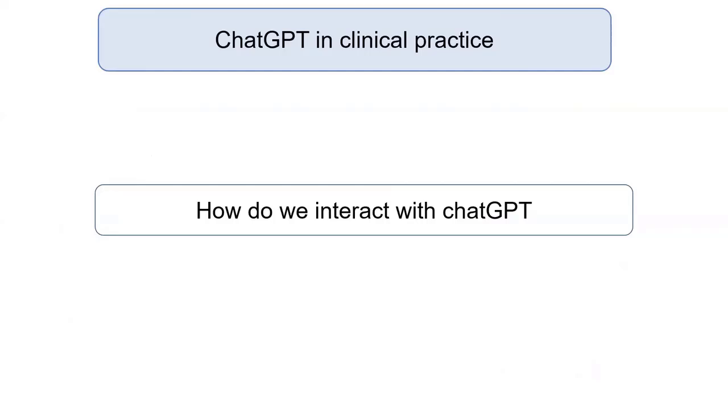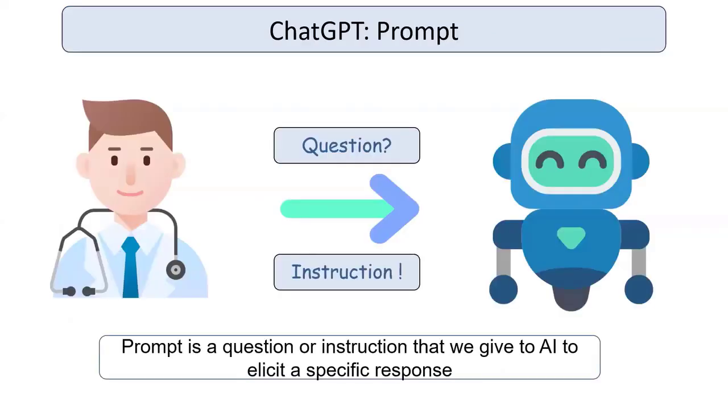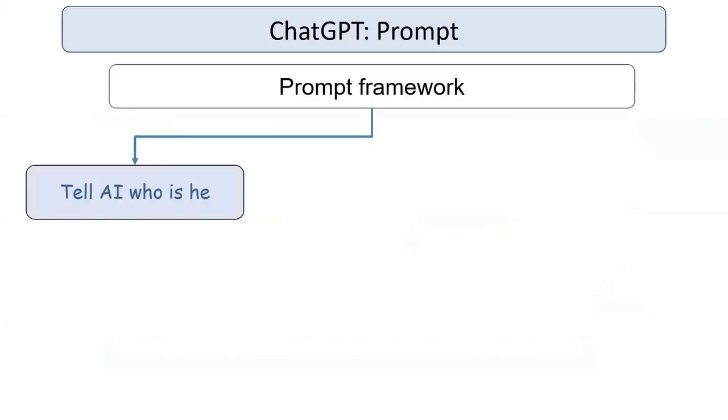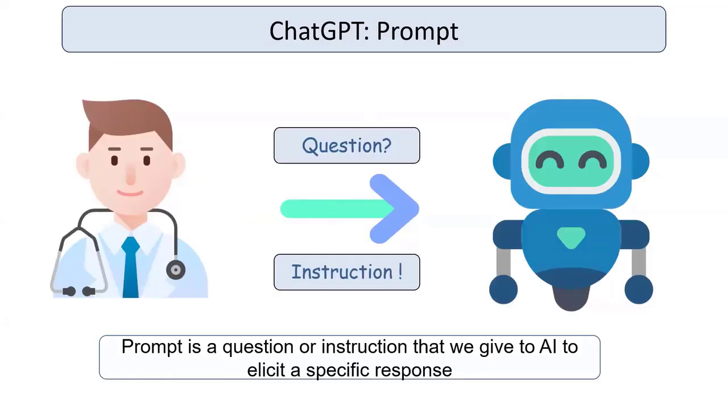So how do you interact with ChatGPT? Actually, we interact with ChatGPT by prompts. Prompts are questions or instructions that we give to the AI to elicit a specific response. This is what's meant by prompts. But to chat with the artificial intelligence, we need to have some idea about the ideal framework of the prompts.